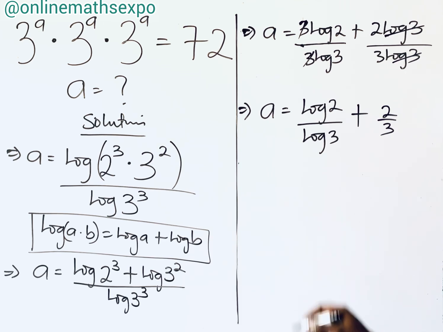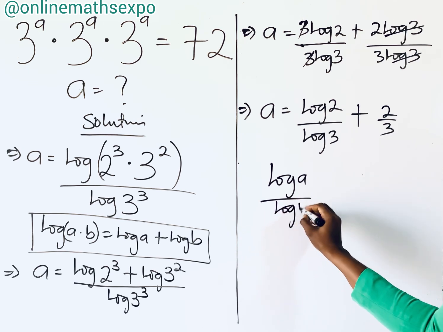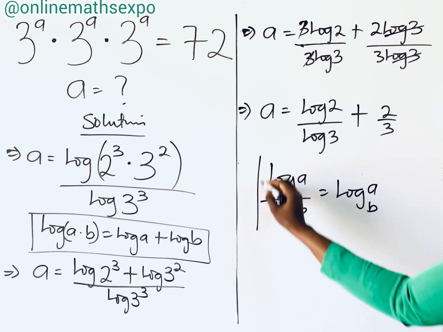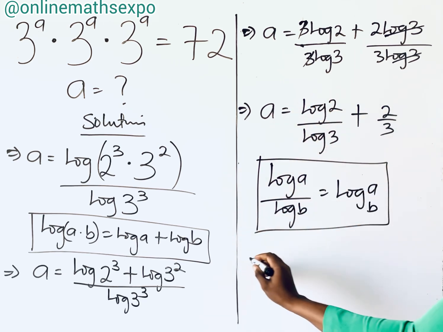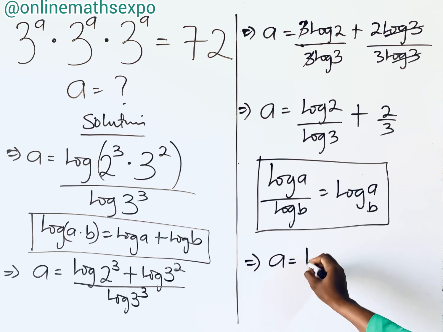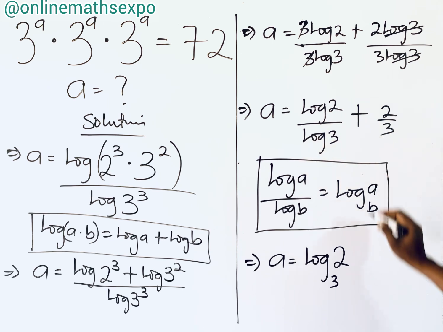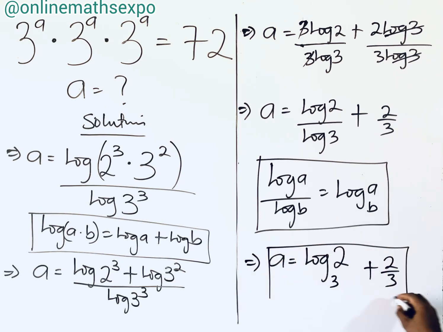Now, what do you do? Just remember, for every log of a divided by log of b, it is log of a base b. This is your change of base rule. So apply it here to beautify it. We have a is equal to log of 2 base 3, then plus 2 third. Interesting. So this is the simplified form of this value of a.